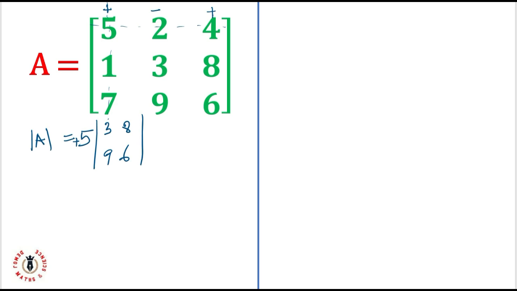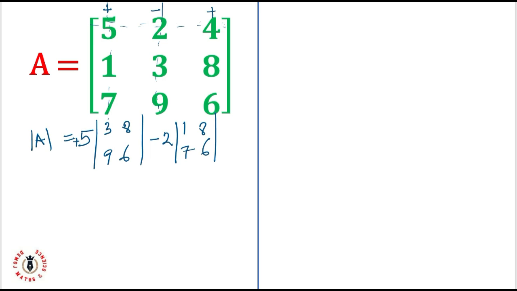Now the next element is 2. So now it's a negative 2. We target minus 2 because of the sign on 2. Now you pick the elements that are not within the row and the column of this matrix. That is, the elements that will form the minor of this matrix. That'll give us 1, 8, 7, and 6.